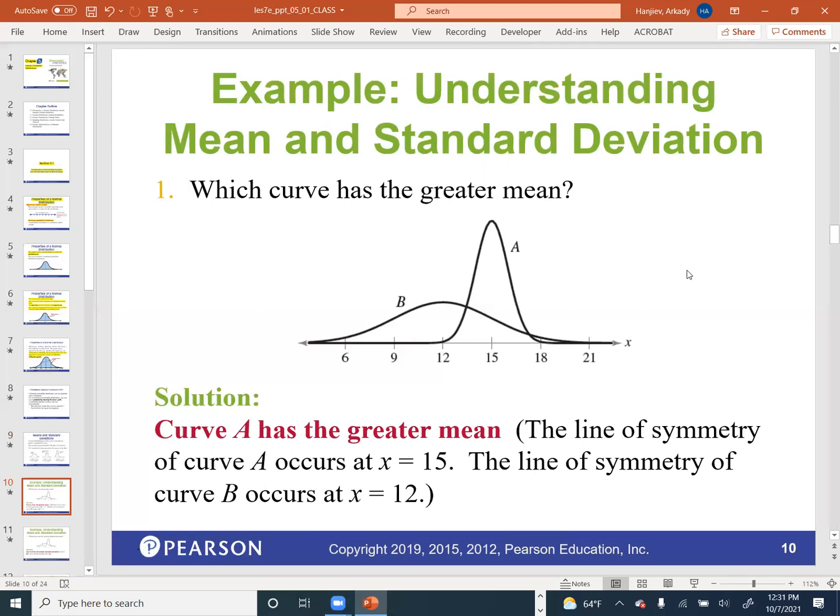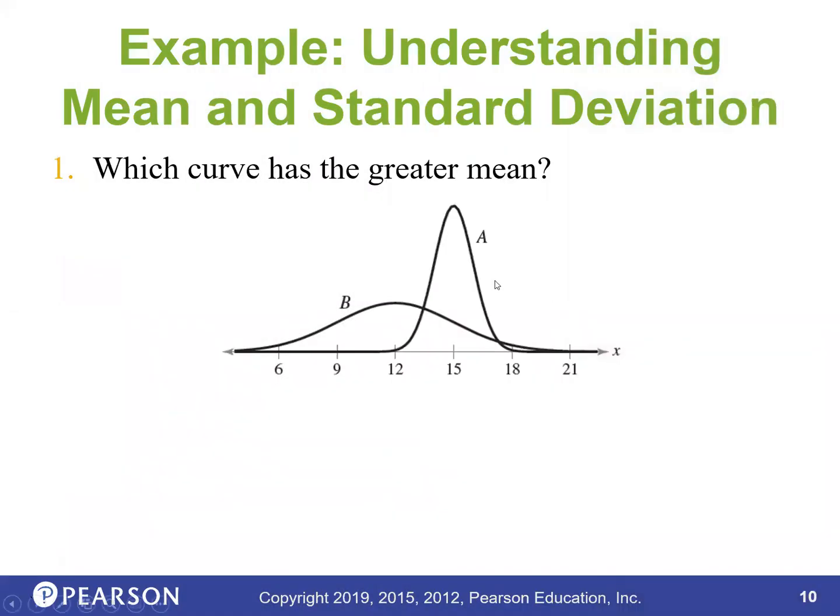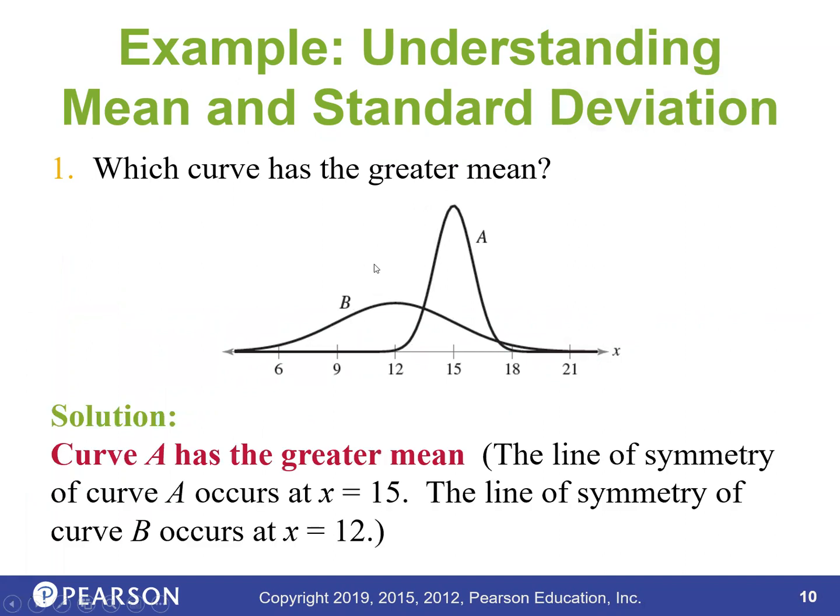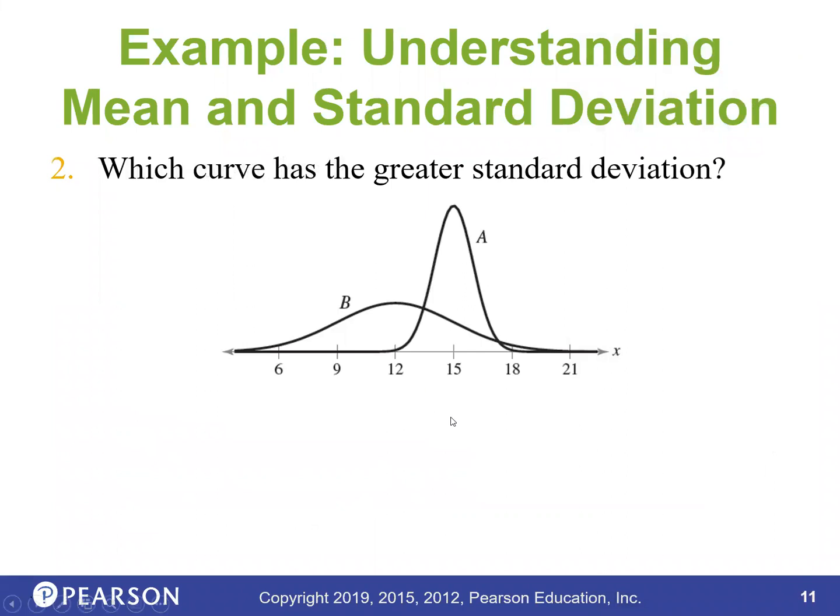Let's compare curves to each other. The question is, which curve has the greater mean? Well, where's the mean on A? That's right around 15. The mean for B is 12. So which one has the greater mean? Obviously A, because A is at about 15 and B is about 12. Okay, good. Again, just examples, don't need to write this one down. Go to the next one. Which curve has a greater standard deviation?